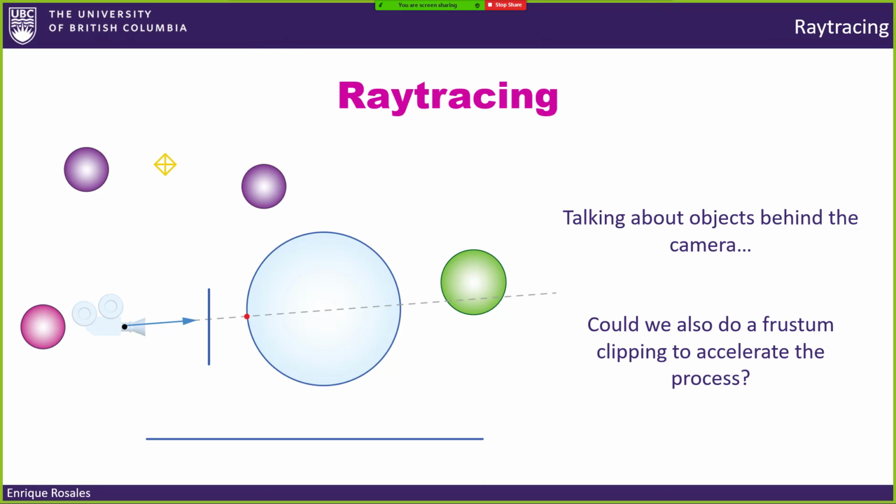Let's talk about objects behind the camera. So someone was already asking, okay, do we even care about objects that are behind the camera? And maybe this could be something that you can ask. And again, I think someone already asked this on Piazza. I'm not sure, but someone did ask this on this lecture, right? Could we just do a frustum clipping to accelerate the process? That could be a good idea, right?